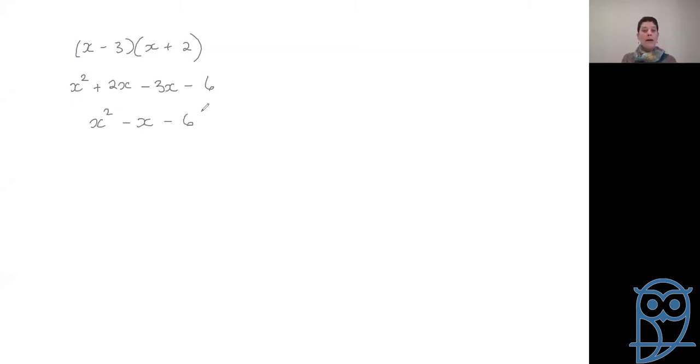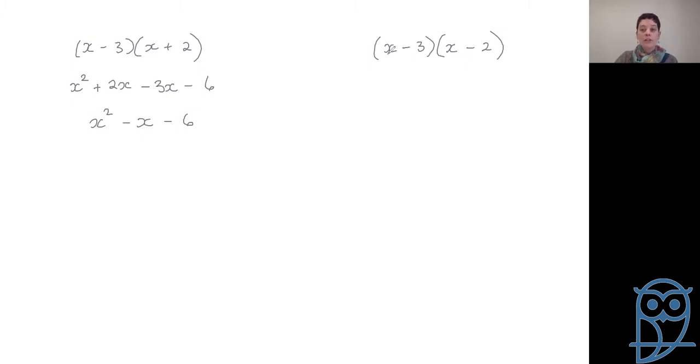So x squared minus x minus 6 is the expanded form of x minus 3 times x plus 2. What is really cool is this works even if we add in more negatives. Let's say we have x minus 3, x minus 2. Very similar, but not quite the same. Let's see what the difference is when we get to that fully expanded form.